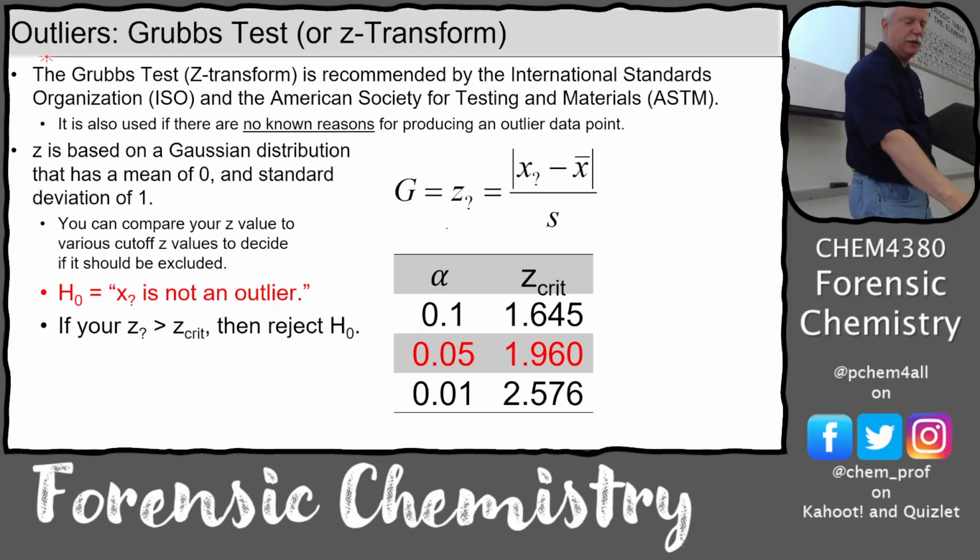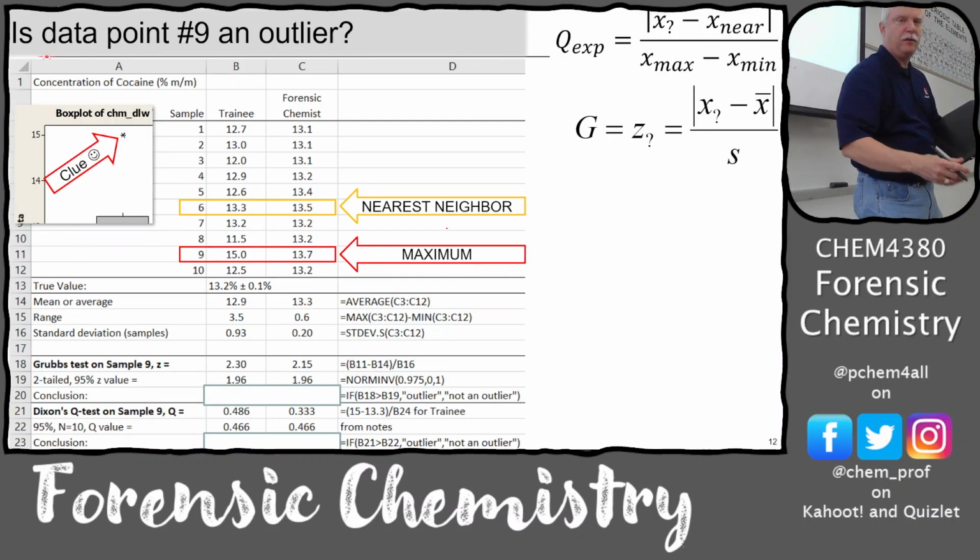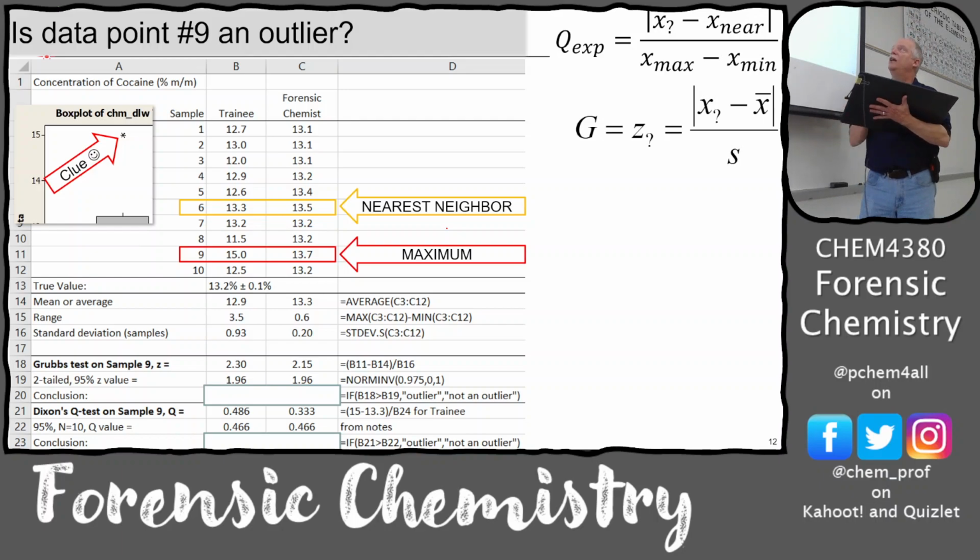So we'll do this one in Excel as well. Here's our nearest neighbor and our maximum. I've rearranged the data so that they were on the same row, so it would be easy to see. It's not a coincidence, I actually moved the data points around. This is our maximum value for the forensic chemist. This is our maximum value for the trainee.